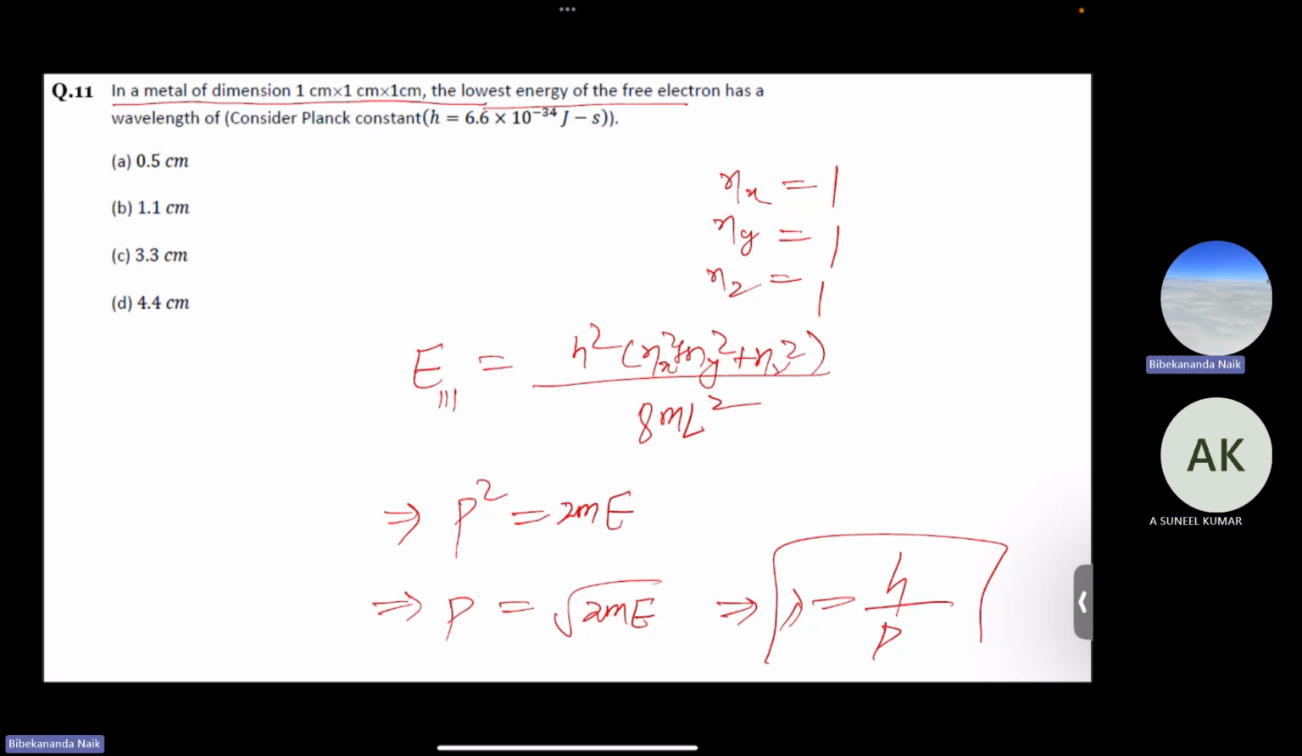From these values you can easily calculate, because m is the mass of the electron, L is 1 centimeter, and h is also given. Once you put all these values, you can easily calculate E. Then from that value of E, you can calculate p, that is momentum. And then from the value of momentum, you can calculate lambda, that is h by p.